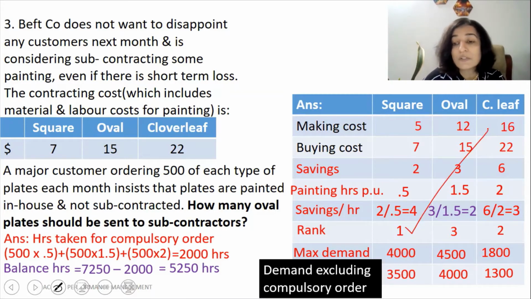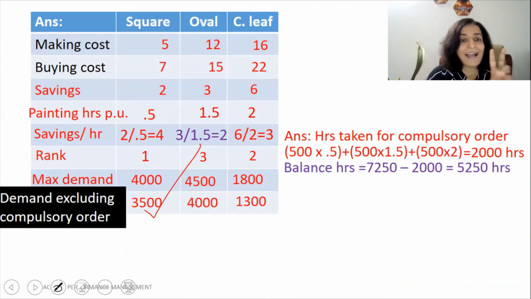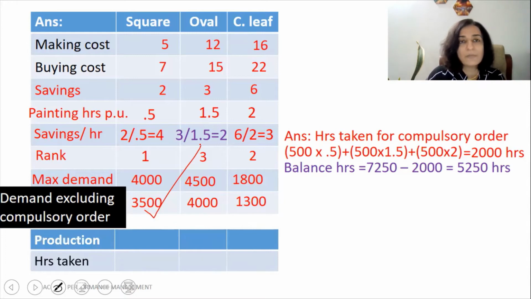So rank 1 is for Squire. So we will first start painting the Squire, that is 3,500 units. I will just copy the answer into the next slide. I will add 2 rows. One is for the production. Production is nothing but the painting work and also the hours taken.